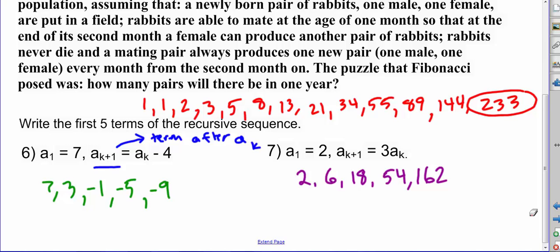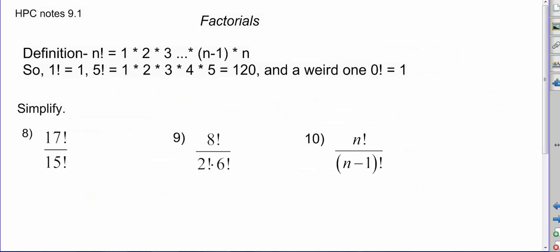All right, welcome back, folks. You can see number 7, 2, 6, 18, 54, 162. Each term, to find the next term, you multiply by 3. All right, let's keep going.